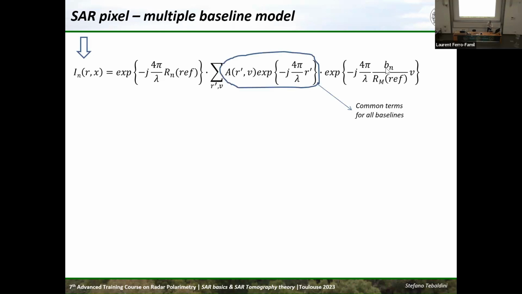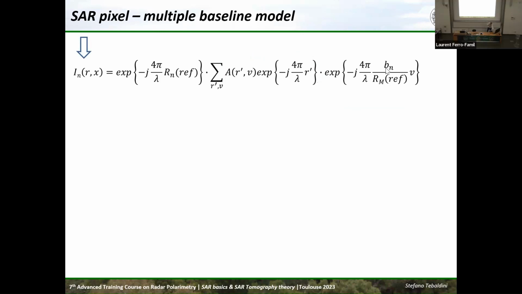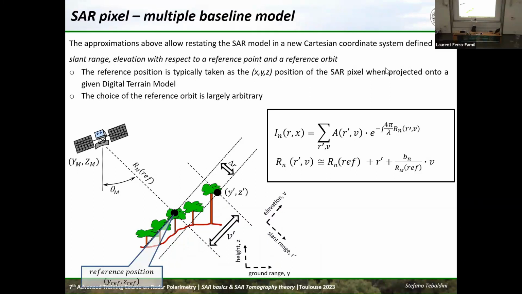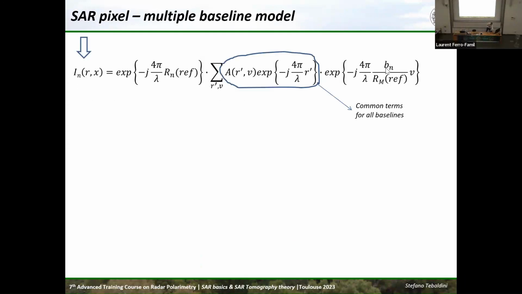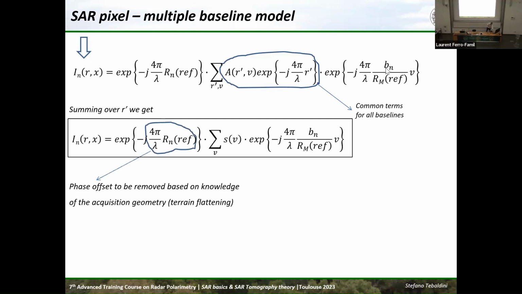And we can single out different terms. We see that this term here is common for all satellites, so there is no dependence on n, the index of the satellites. It is the same. So it is a good idea to take the sum over r prime, which means that in this integration, we do the sum in this direction. And we have this new model.